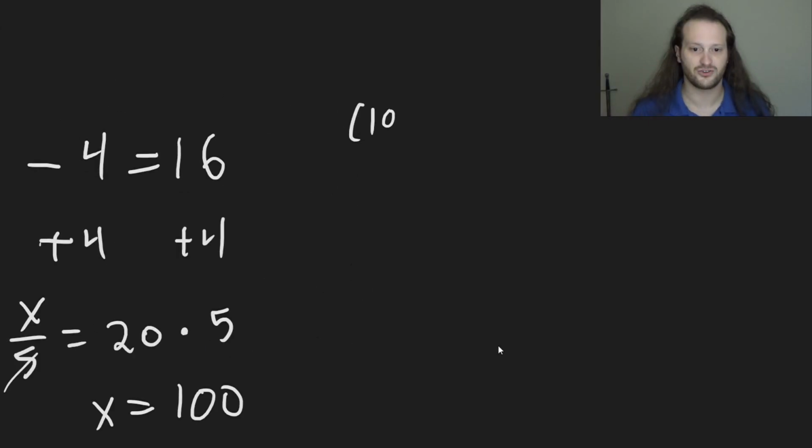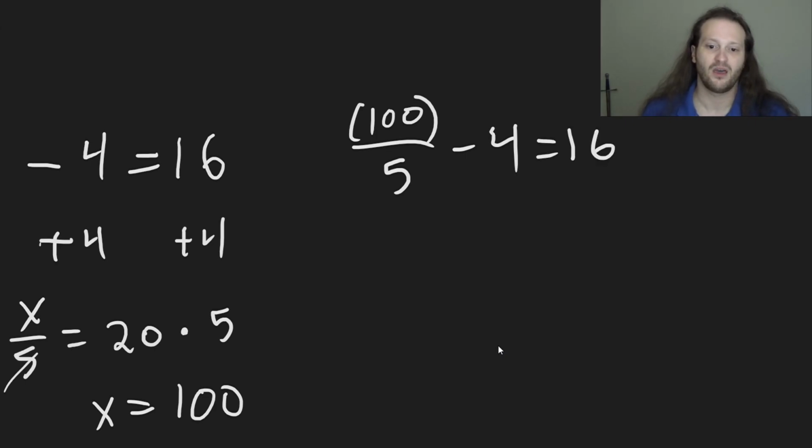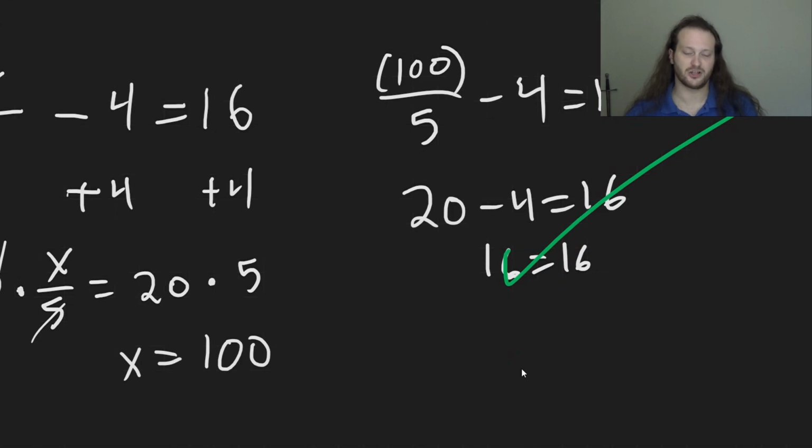Let's check it. 100 divided by 5 minus 4 equals... How about a 4? I guess that's better. 16. And nothing's giving back those parentheses. 100 divided by 5 is 20. Minus 4 equals 16. Yeah, 16 equals 16. Cool. You did it. These are two-step problems in a nutshell.